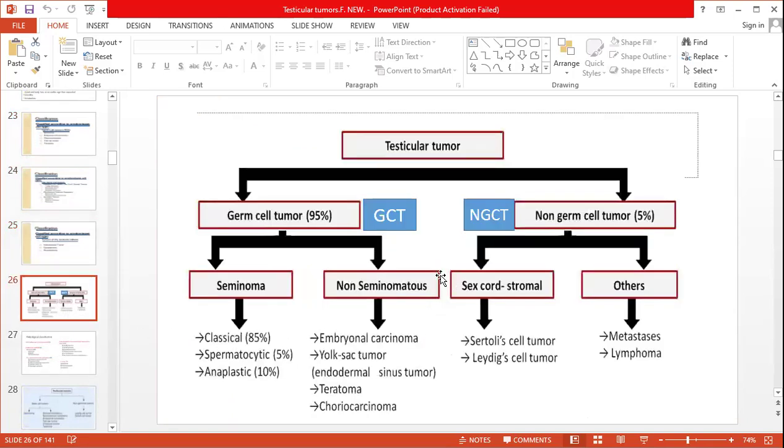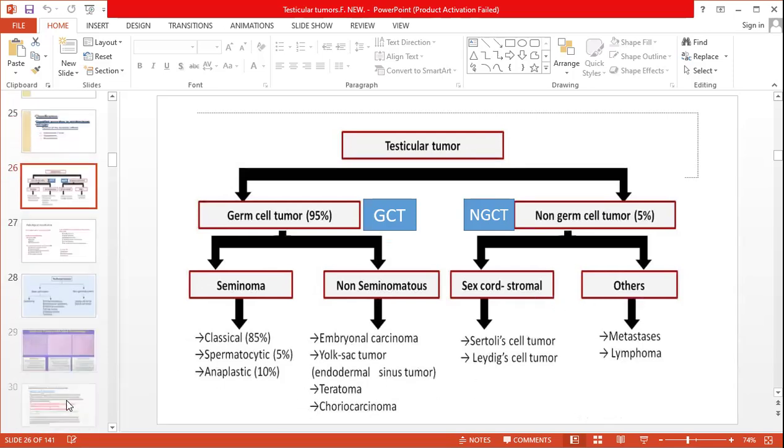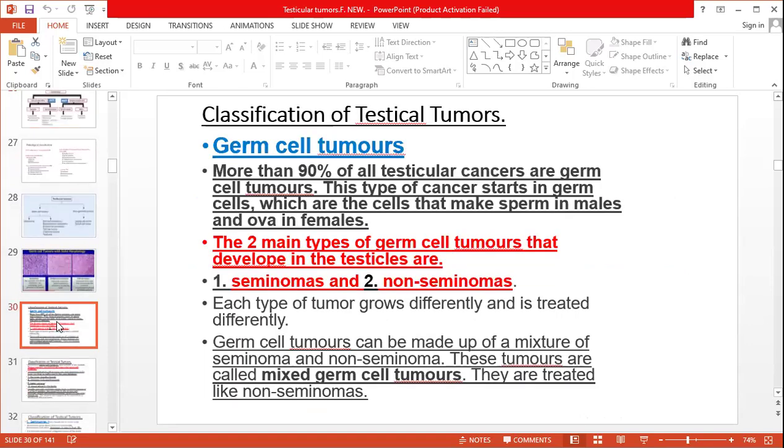The other classification is like this: germ cell tumors and non-germ cell tumors. In germ cell tumors, we have seminomas and non-seminomas. In the non-germ cell tumors, we have sex cord stromal tumors and others. There are two main types of germ cell tumors, the seminomas and the non-seminomas. Germ cell tumors can be made up of a mixture of seminomas and non-seminomas. These tumors are called mixed germ cell tumors, and they are treated like non-seminomas.